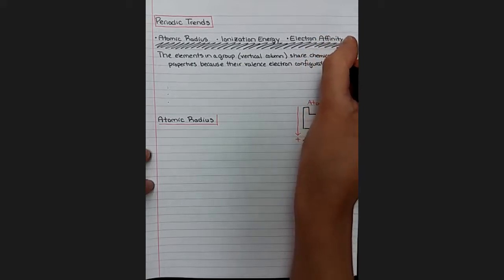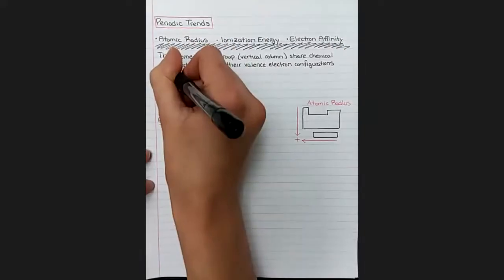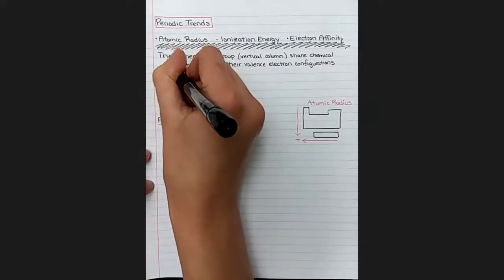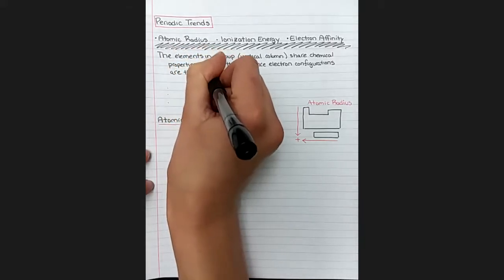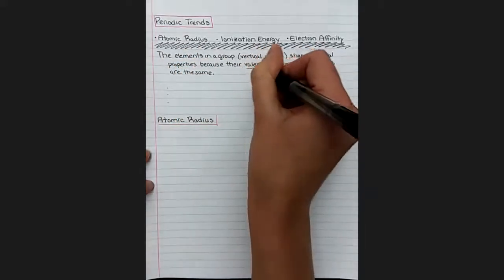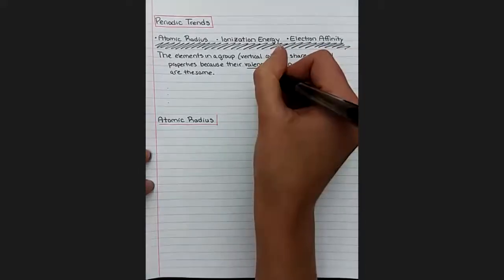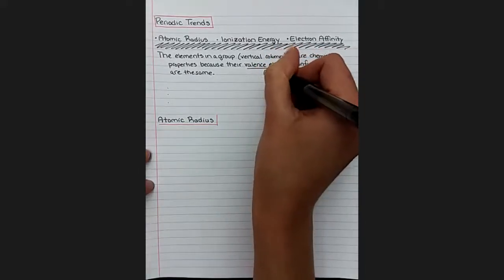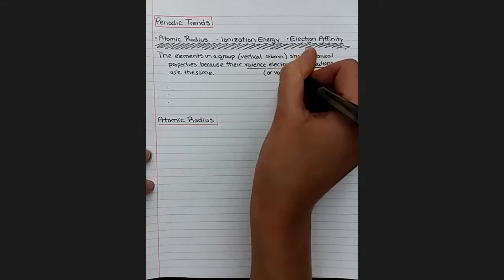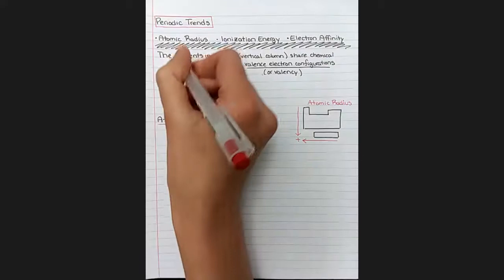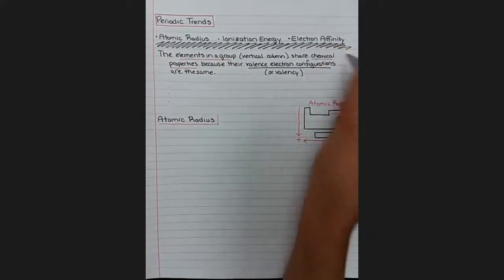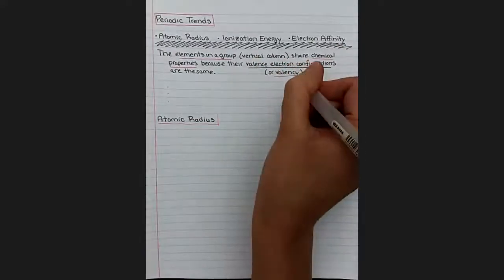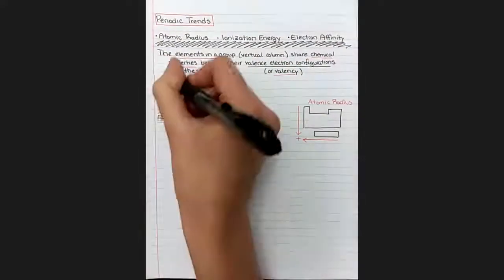The valence electron configurations of elements in the same group are the same. And another word for this is valency. You might hear someone call it that. So, same group, same chemical properties, same valency. Here's an example.